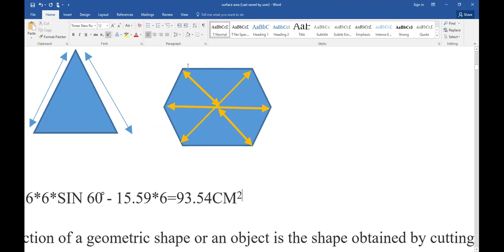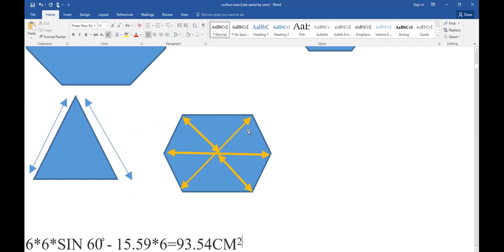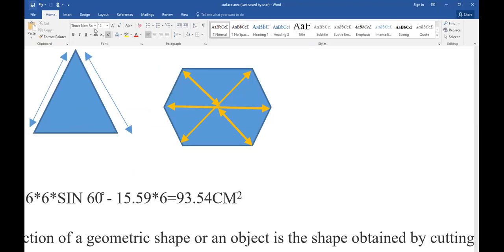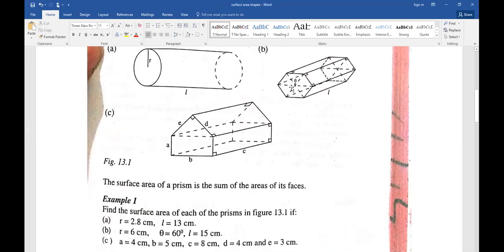Now, how many hexagonal parts do we have? Remember, there are two parts. Let me take you back to our figure here. You can see there is this part and there is this other part here. So we are again going to multiply this one by 2, because we have only found one hexagonal face.